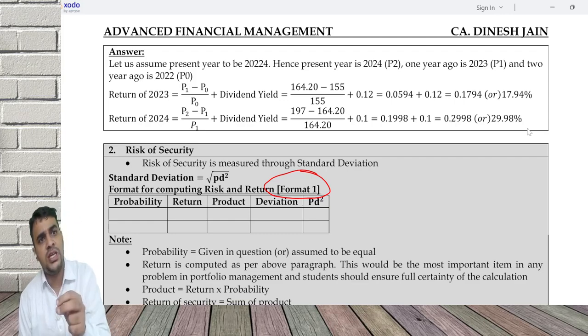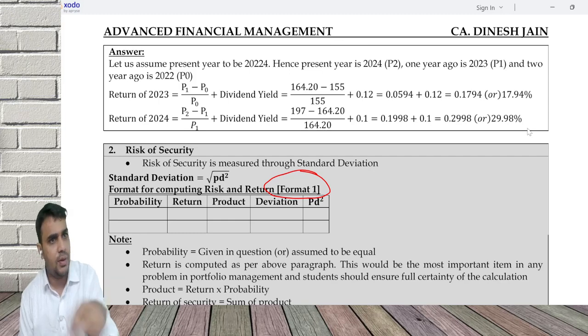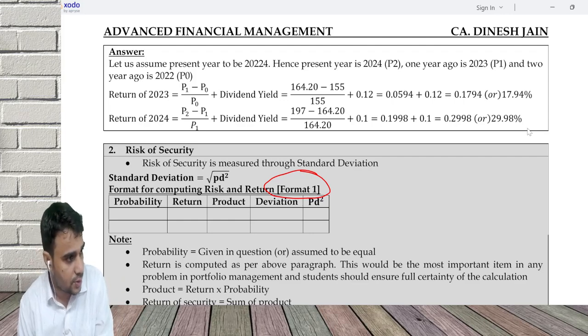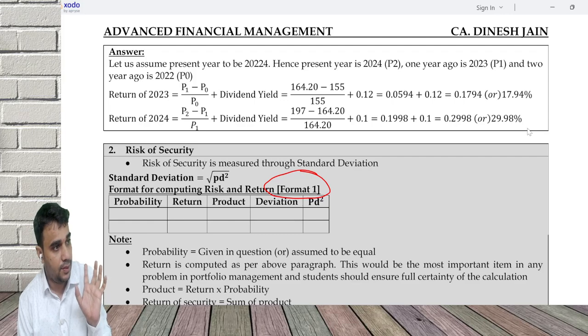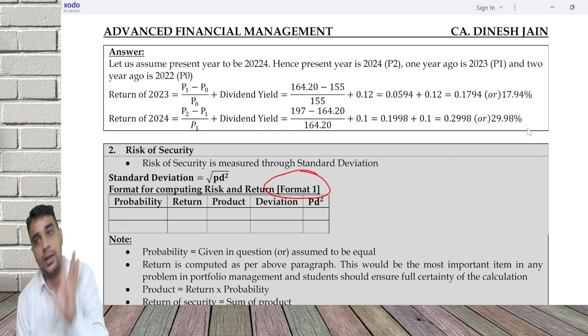So for the initial question I will do the entire setup, but after that my focus will be getting the return. You give me the return, I'll put the number, and automatically the answer will come. So the first format is return, probability, product, deviation, PD square. What is probability? Equal probability are given in the question.